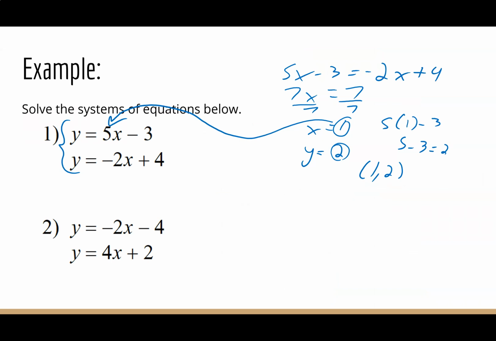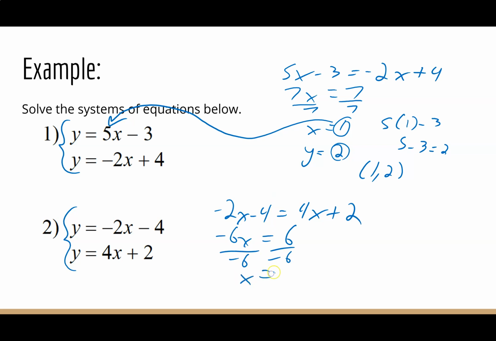All right, next one. They're both y equals, so negative 2x minus 4 equals 4x plus 2. Add 2x, let's do minus 4x over here, so negative 6x. Add 4 over there, so 6, divide by negative 6. X equals negative 1. Take it and plug it in somewhere.